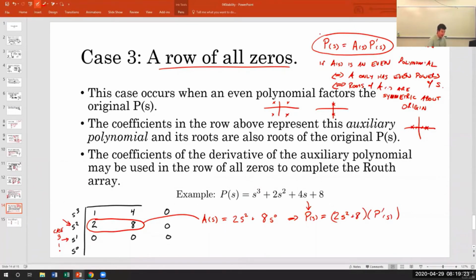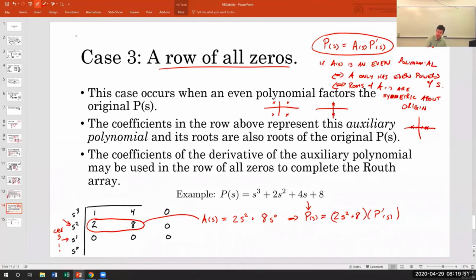how does knowledge of the roots of A tell me anything about P? Too early for all this math? You could divide it out of the main polynomial and get what's remaining. Yeah, sure. We could take big P and divide it by A and get P prime.